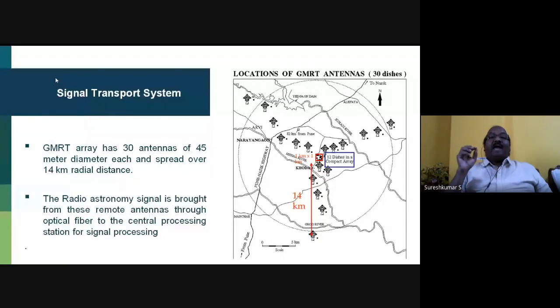All antennas are connected through fiber optic link. Okay, and that is the very beginning of GMRT. We try to adopt the fiber optic connectivity in this radio astronomy application.